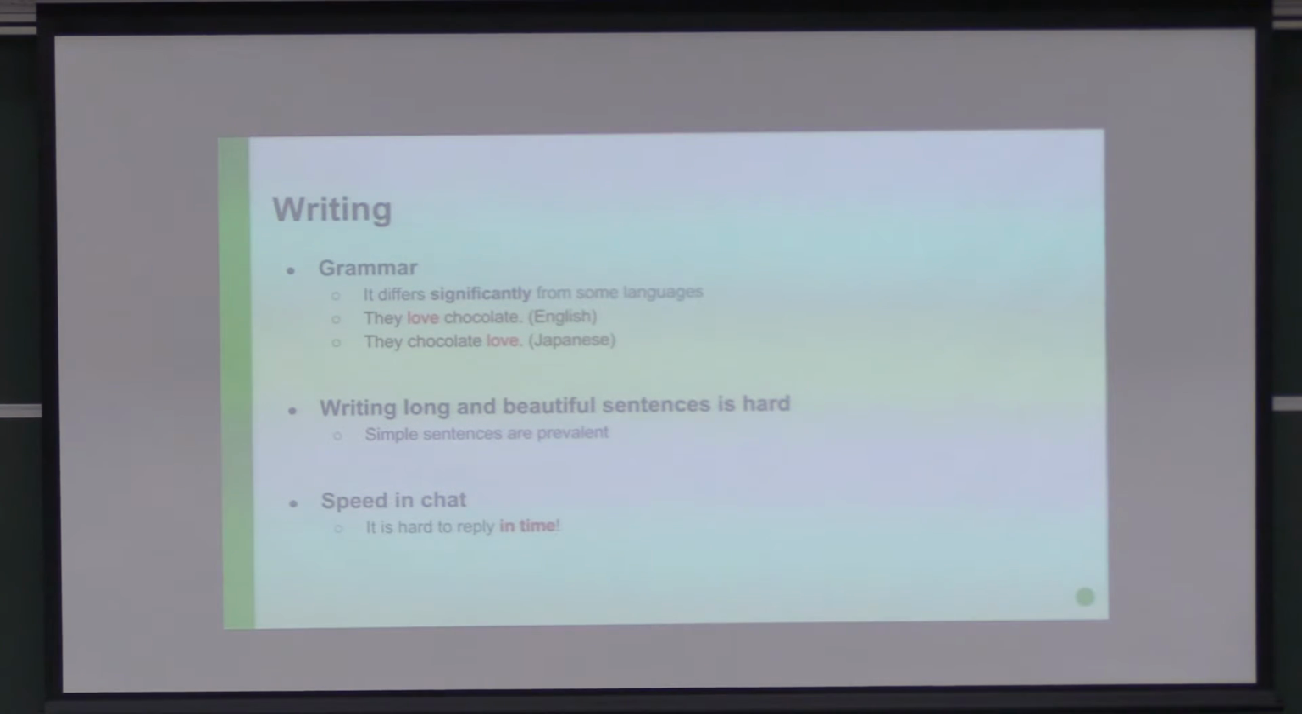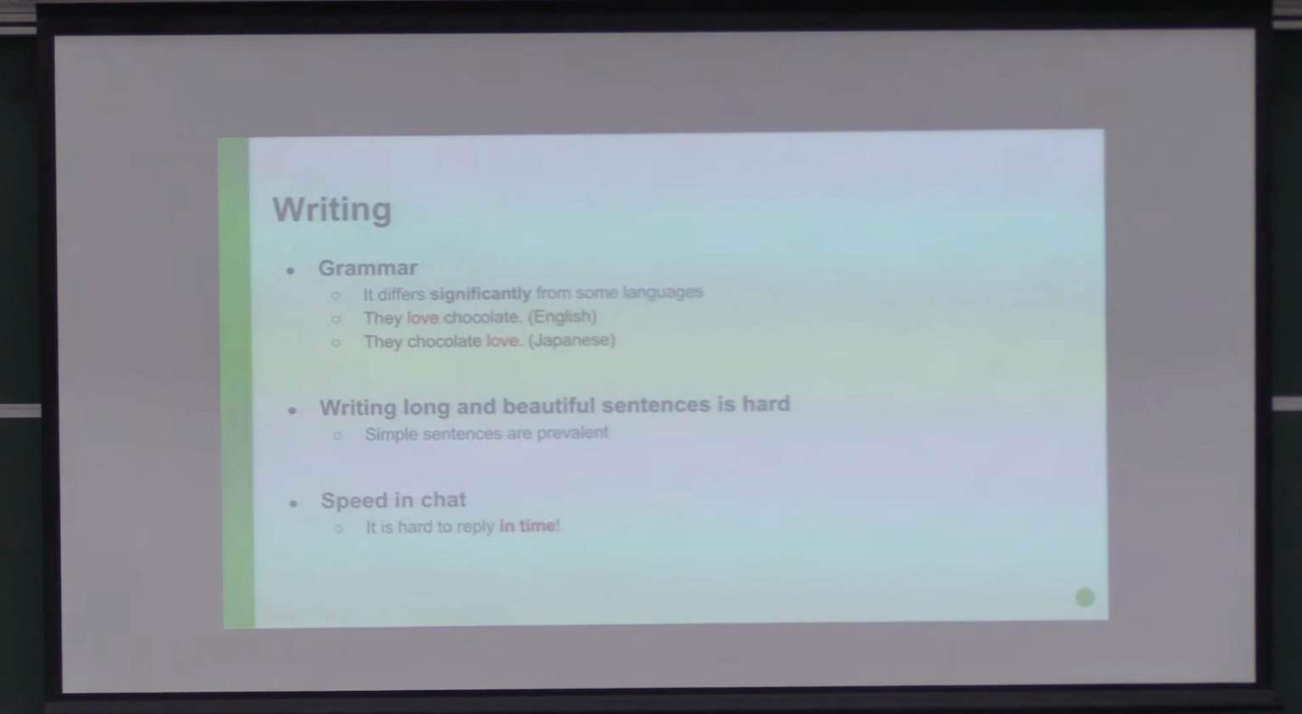And the writing skill is also important, of course. Yeah, so the grammar part, I already mentioned, is very different from many other languages. And the second point is that writing long and beautiful sentences is very hard, especially for me or some other guys. So we actually use simple sentences, but sometimes it's rude, or we cannot put in feeling or some other things. So we should try to learn English writing skill.